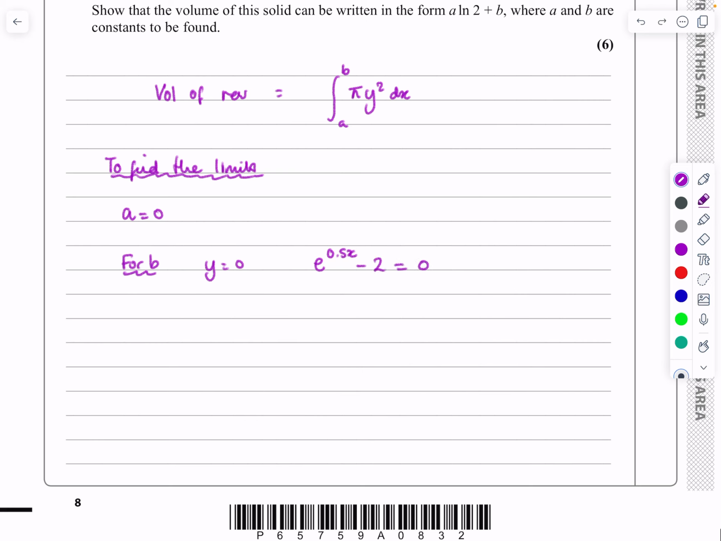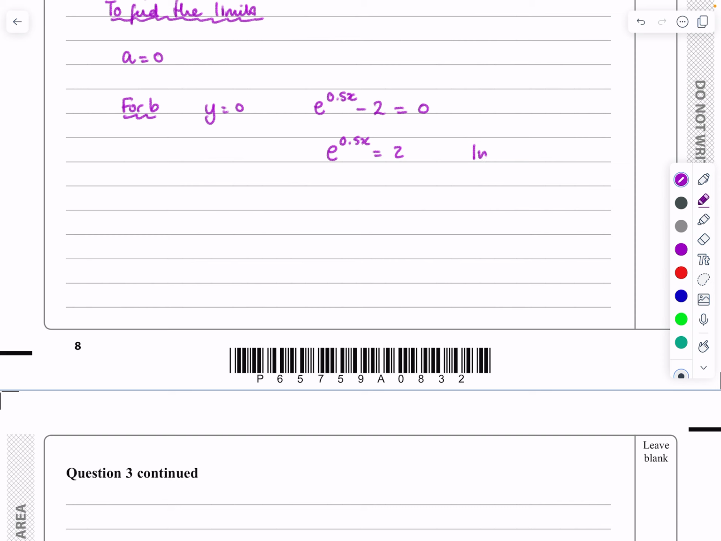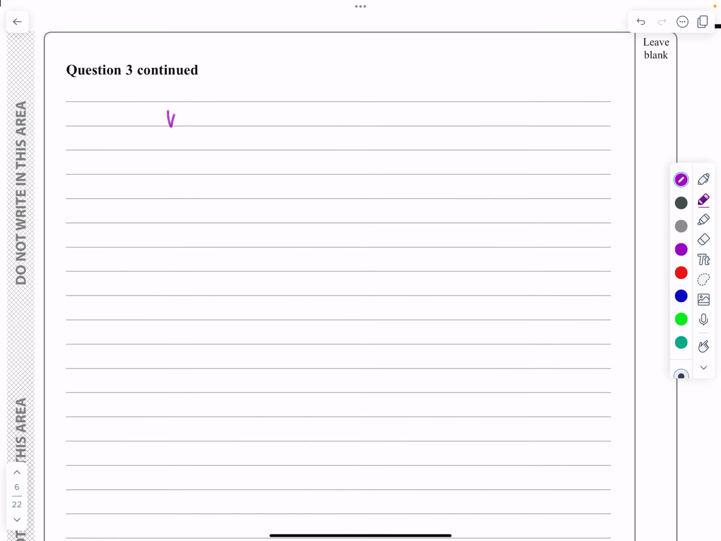So I've just got to solve this equation. It's a straightforward one. We get e to the 0.5x equals 2. At that point, I can log both sides. That's how I'll get rid of the exponential, by logging both sides. So I'll get 0.5x equal to log 2. And from that, x: divide by half, which is the same as times by 2, so I'm going to write it down as 2 log 2. So in other words, B is equal to 2 log 2, so the original volume that we had is pi y squared dx between 0 and 2 log 2.